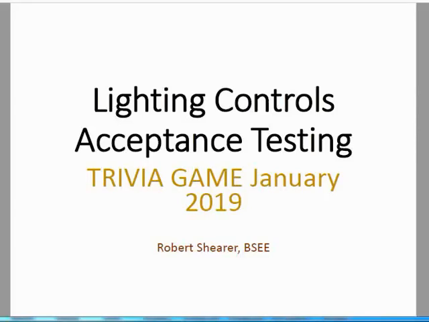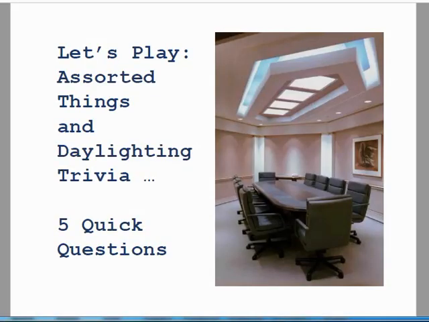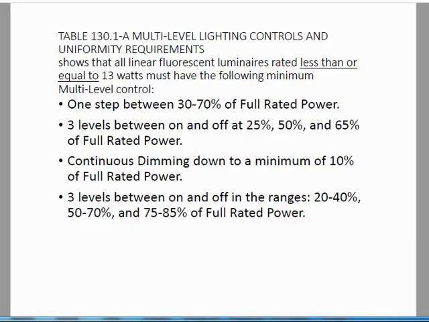Let's try a quick trivia game to test your knowledge of the 2016 California Energy Efficiency Code for lighting controls. We've got 5 quick questions that you should be able to find all the answers to in the documents you can download from the CEC website. So our first question involves Table 130.1-A, which is at the end of Section 130.1.